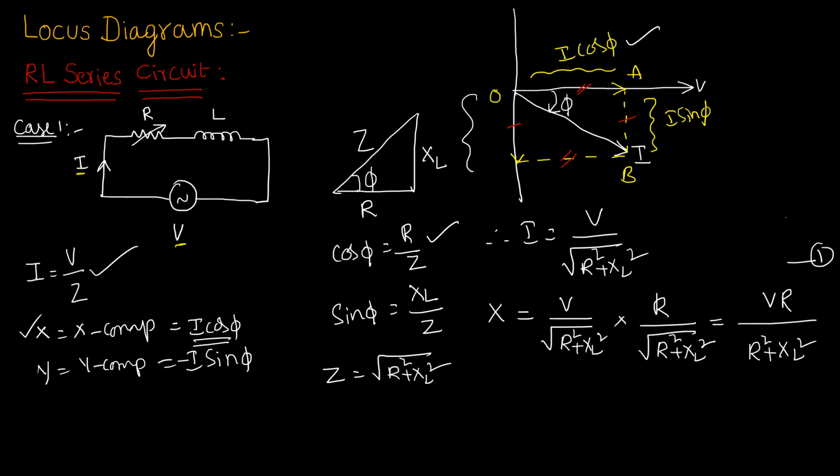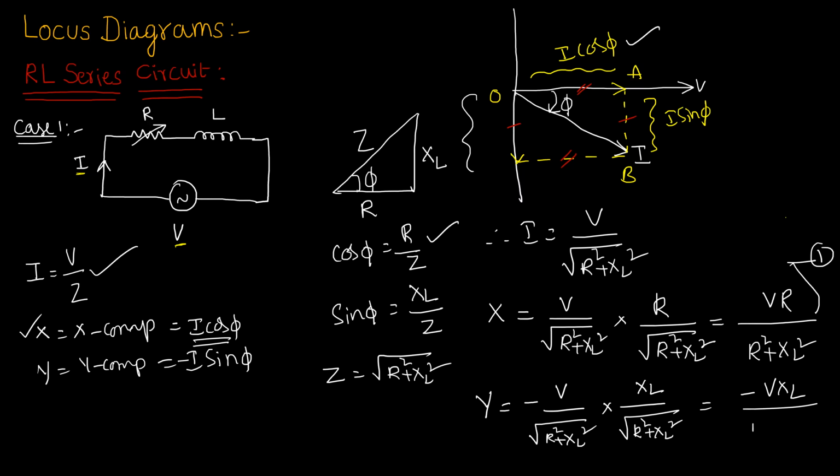Now take the y component. The y component is minus I, so minus V by root of R square plus XL square into sin phi, that is XL by root of R square plus XL square. So that means minus VXL by R square plus XL square. Call it equation 2. Now we have the x component equation and the y component equation.